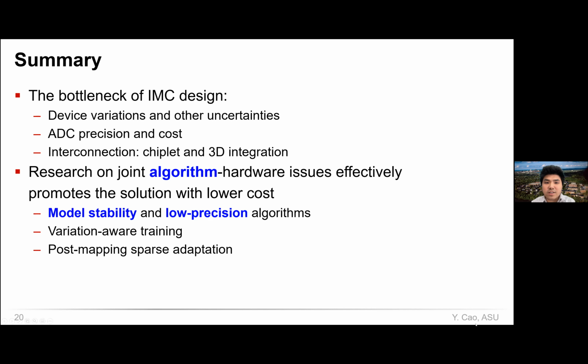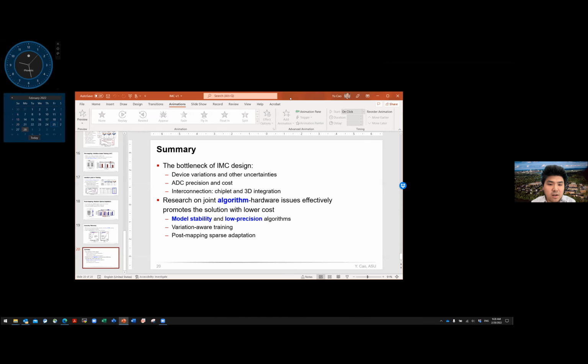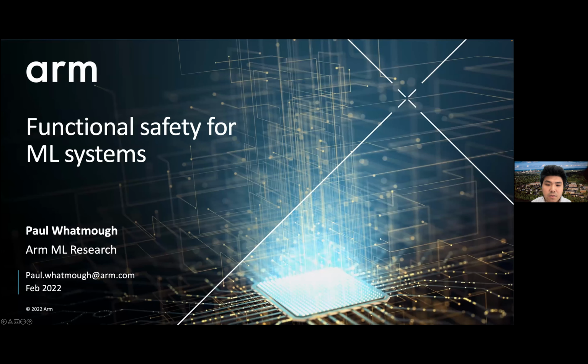If there are no other questions, we'll move to the last session, in which we're going to hear from three speakers from the industry. The first speaker is going to be Dr. Paul Waterman. He runs the ARM machine learning research and is a research associate at Harvard University. His research interests include efficient algorithms, computer architecture, and circuits. Today, he's going to tell us about functional safety for ML systems. So Paul, looking forward to your talk.